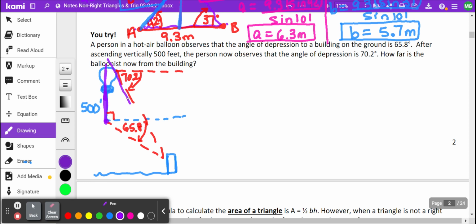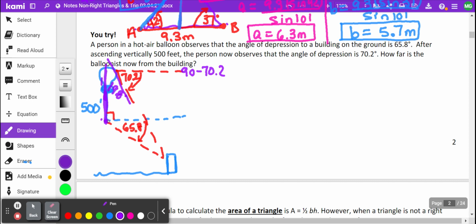Okay, we've got this triangle. And if this is 70.2, we can do 90 minus 70.2 to get the angle that's inside here. And the angle that's inside here is 19.8 degrees. Now that's important because we can't do these problems if we don't have enough information. And we have this side, we need this angle down here, so we have angle opposite side.